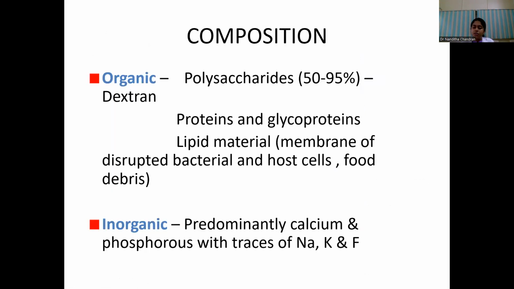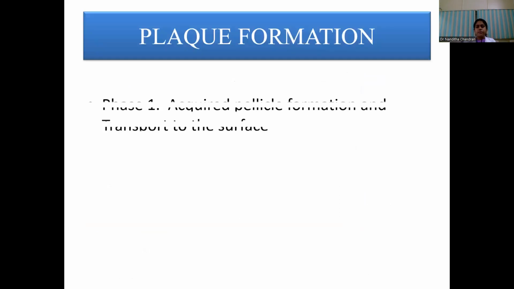Now, composition. What is the composition of dental plaque? Dental plaque has organic and inorganic matter. The organic matter is polysaccharides, proteins, glycoproteins, and lipid material. Lipid material is actually the membrane of disrupted bacteria or cells. Inorganic is basically minerals like calcium, phosphorus, with sodium, potassium, and fluoride.